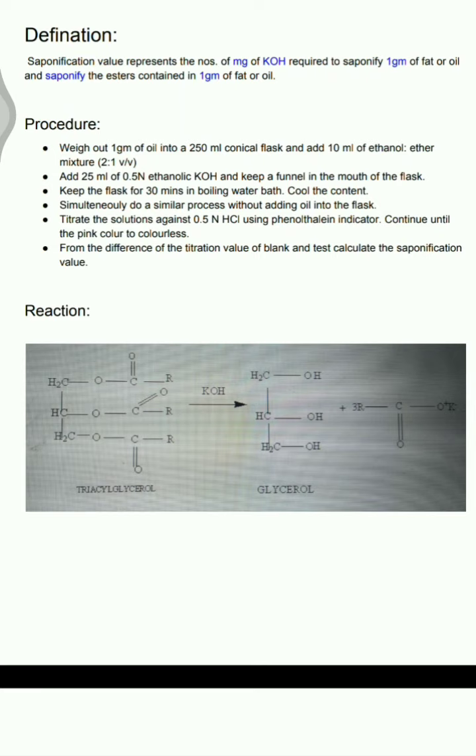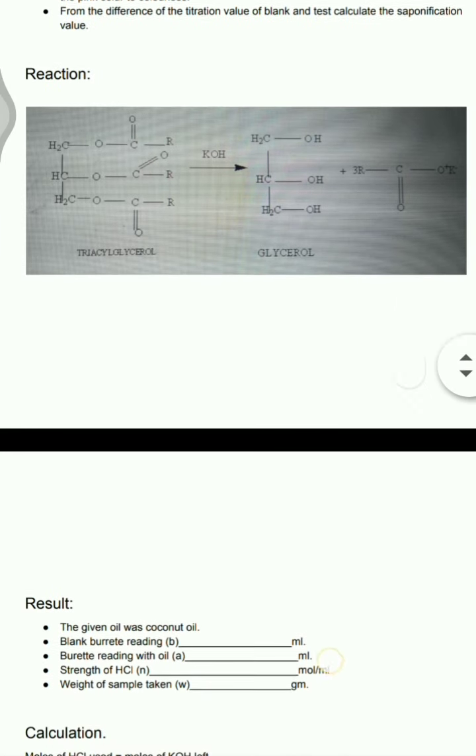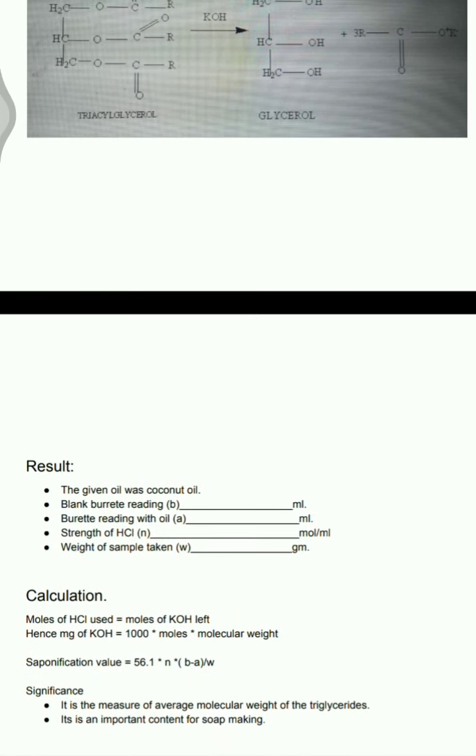Hence, this process of titration is basically known as the back titration method, because we are using a blank and the corresponding sample, and the excess amount of KOH gets reacted with the HCl, giving us back our result. Now focus on the result part. There is a given value for coconut oil. The blank burette reading will be taken as B. The burette reading with oil will be taken as A. The strength of HCl and the weight of the sample will be taken.